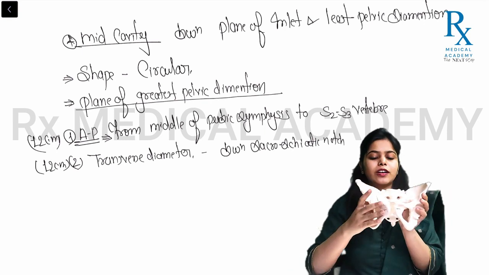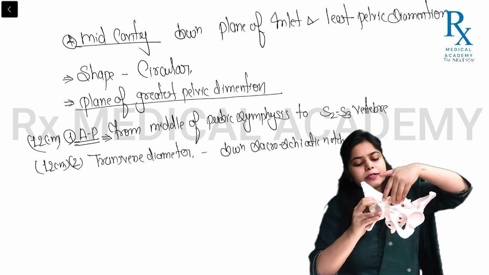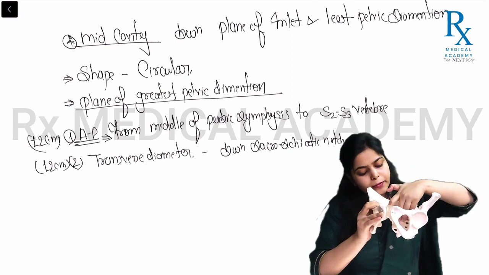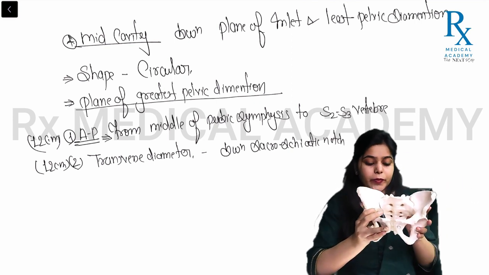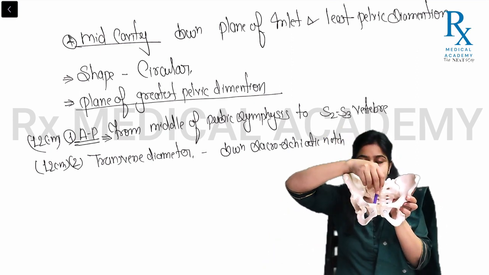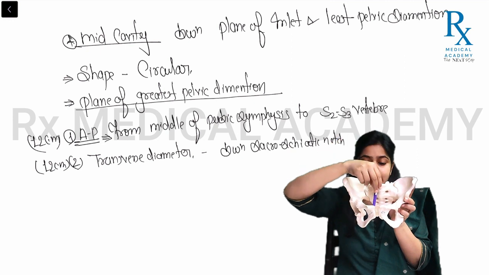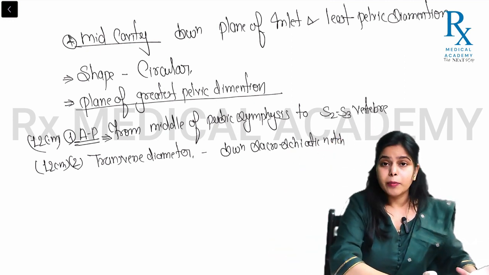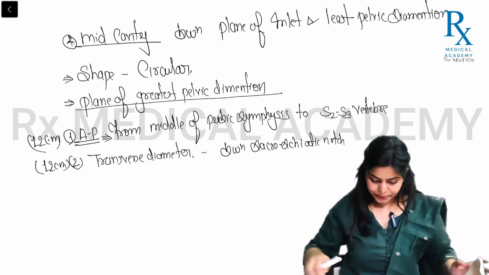Okay, so let's talk about the plane of mid-pelvic, which is between pubic symphysis and mid of the sacral bone. So its axis will be like this. The direction of this axis will be downward. And let's talk about the pelvic outlet.